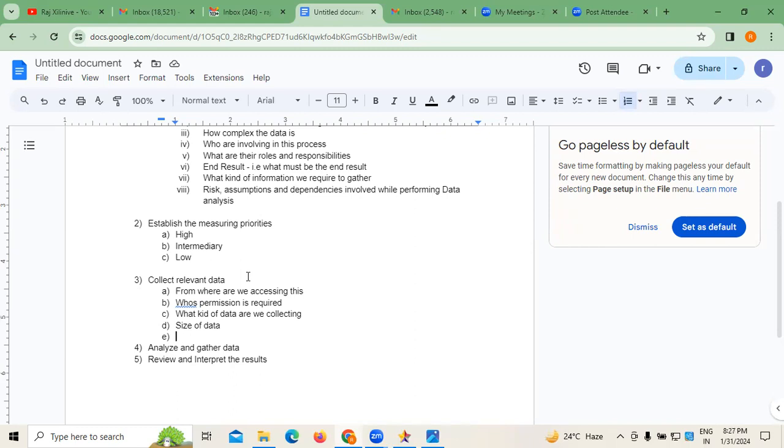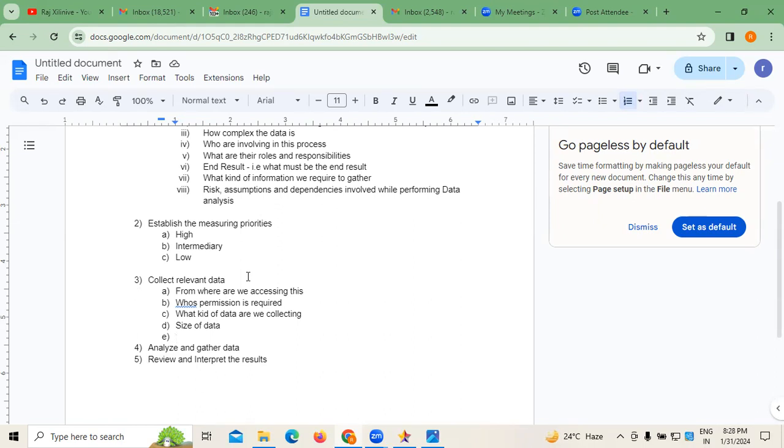For example, if you have taken point of sale system reports, right? So sales reports are the actual reports. How much sales happened? Which product is selling faster? How much sales happened at a particular time or on a particular day? All these things we'll be knowing in that context. So from where we are accessing this data is also one of the key elements we have to look at. Next, whose permission is required?